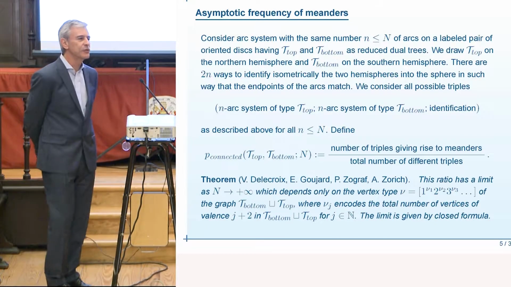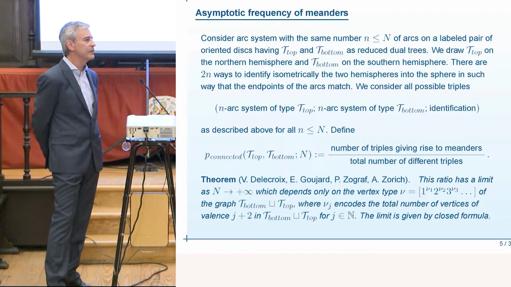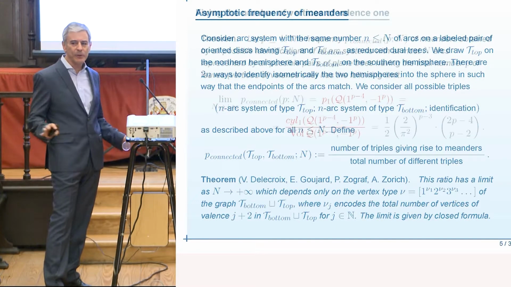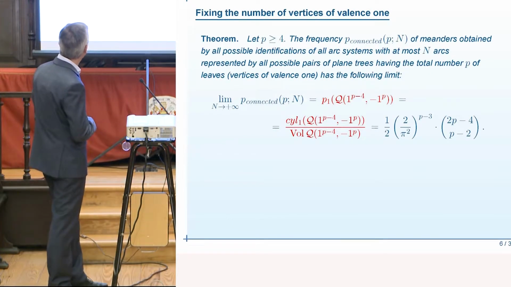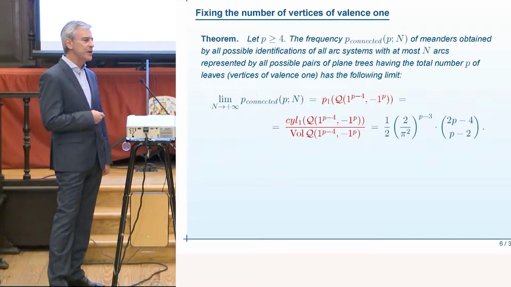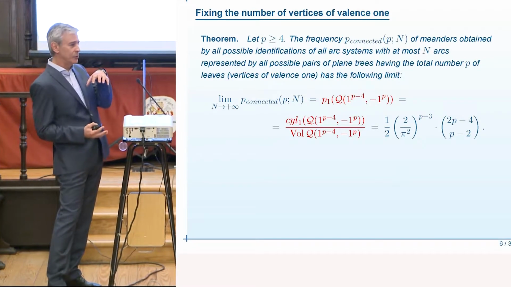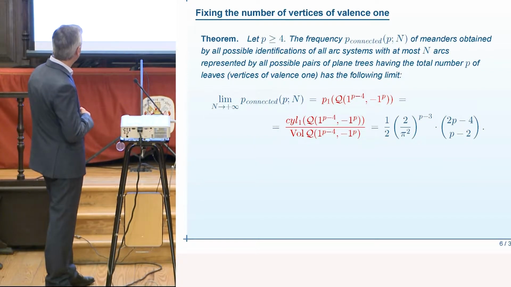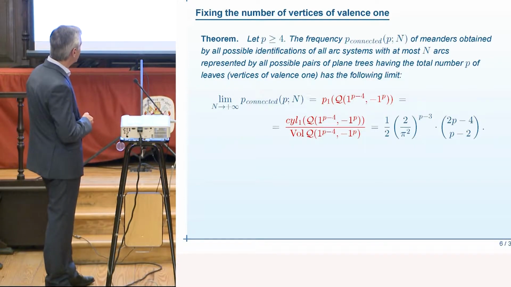Let us record only the number of univalent vertices, the ends of our trees. And consider now all possible trees, so you fix the number of these ends. Let us call it P. And let us consider all possible trees which have exactly P ends in total on top and on the bottom. So this is the probability to get a meander from this kind of trees. So this is the exact answer.